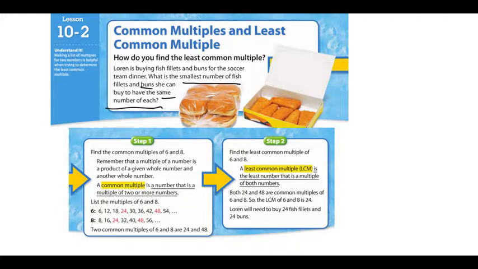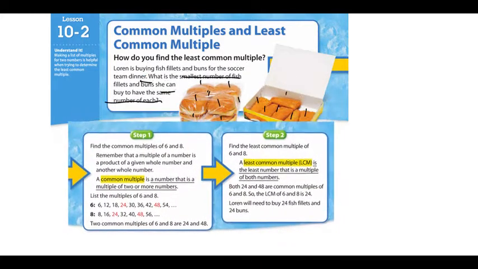Okay, well, in this problem, they don't tell us the numbers, but we can count how many buns and fillets there are. So there's 1, 2, 3, 4, 5, 6, 7, and you can't see it, 8. And then there's 1, 2, 3, 4, 5, 6 fillets. So we need to find the least number of fillets and buns that she can buy to have the same number of each. So in other words, we're going to be finding the least common multiple.